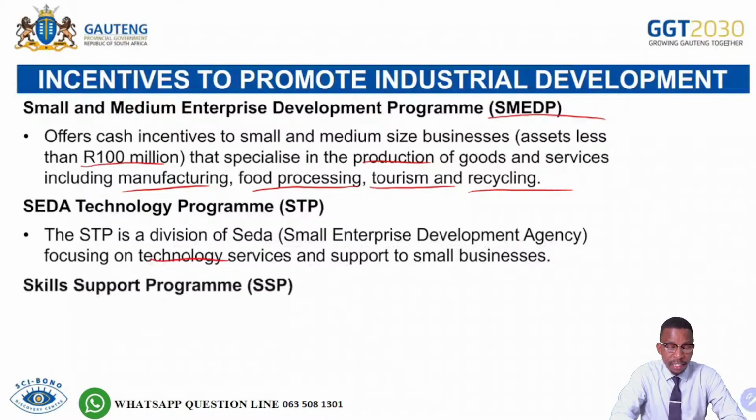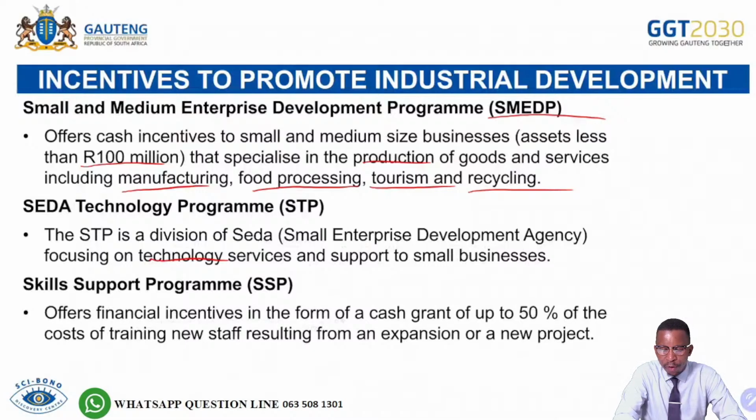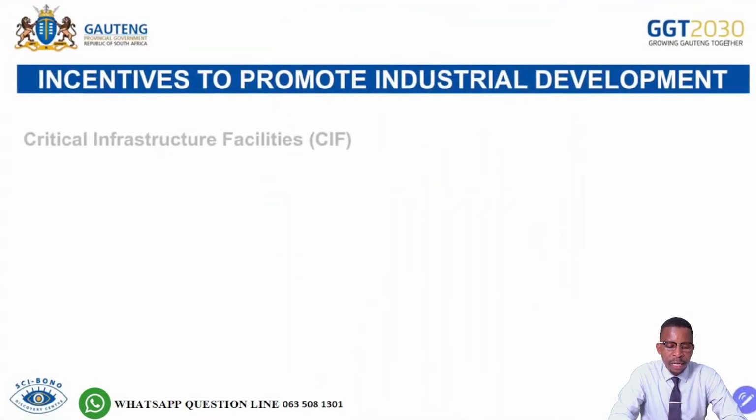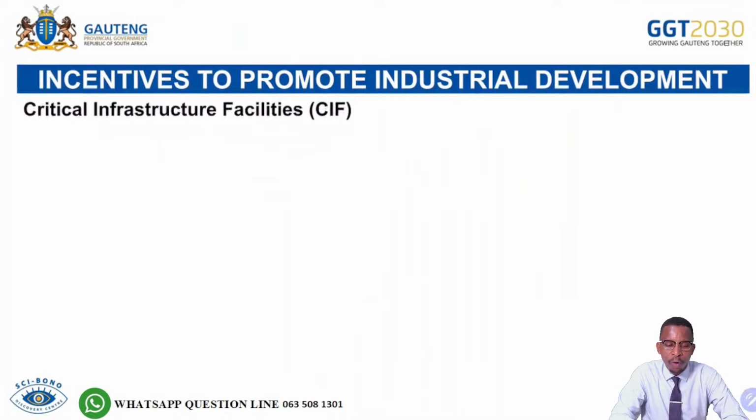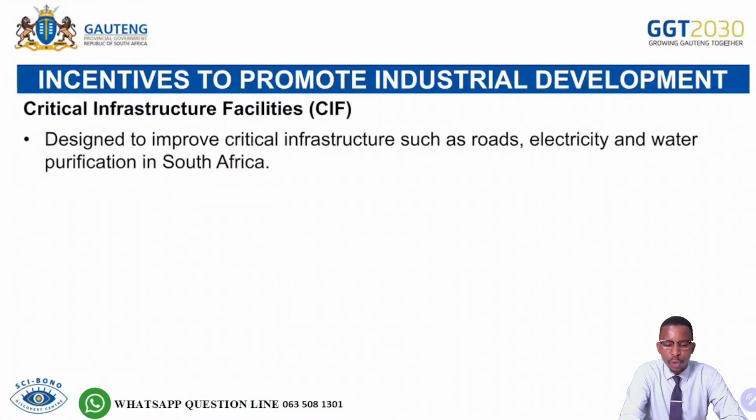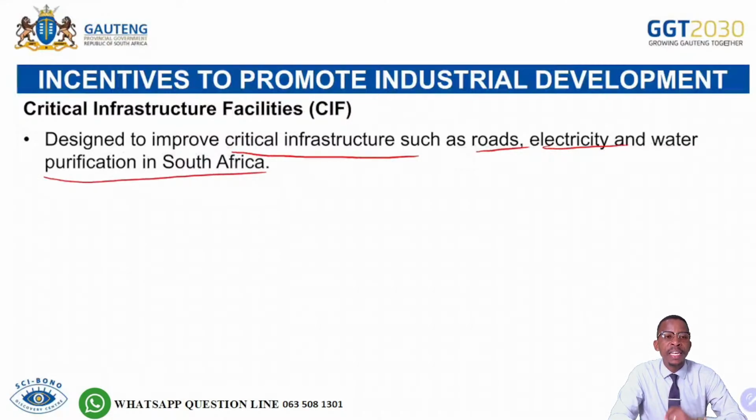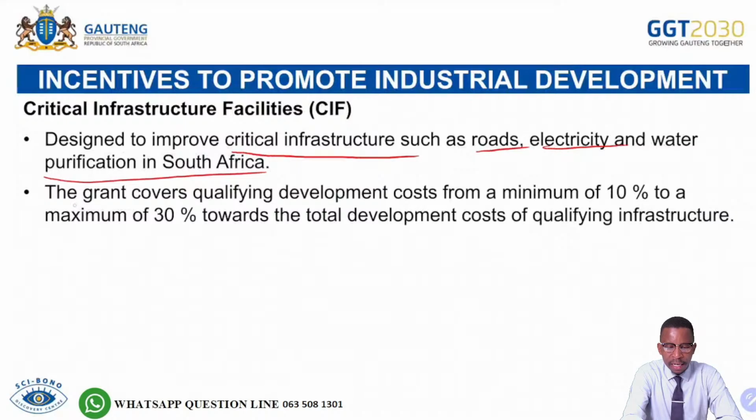Skills Support Program, SSSP, offers financial incentive in the form of cash or grant up to 50% of the cost of training new staff, resulting in expansion of the new projects. And then we move further to critical infrastructure projects or facilities. This one is designed to improve critical infrastructure such as roads, electricity, and water. Remember, for the infrastructure to be critical, that means no economic activity can go on, no project can continue without availability of that infrastructure. Then it is deemed to be critical. And then the grant covers qualifying development costs from a minimum of 10% to a maximum of 30% towards the total development cost of qualifying infrastructure.